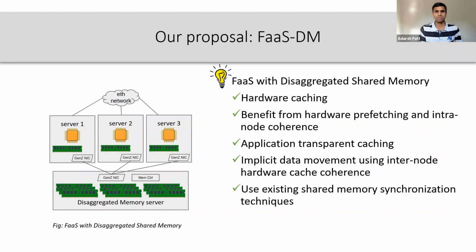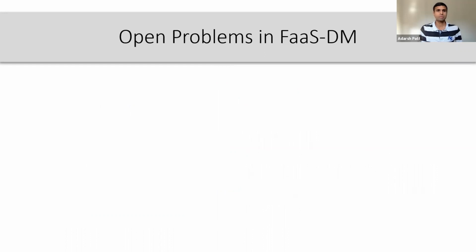It also allows us to use existing shared memory synchronization techniques like mutexes and semaphores to coordinate data that is written into the disaggregated shared memory. FaaSDM can also reduce overfetch problems by only bringing in parts of the shared data structure that is accessed on demand. Lastly, it allows retention of dirty data in the local caches and avoids having to perform write-backs in the critical path.